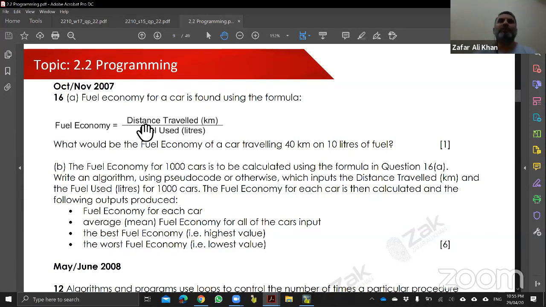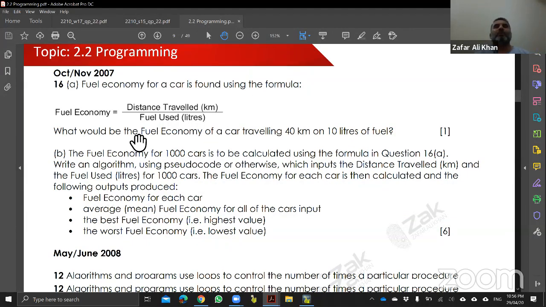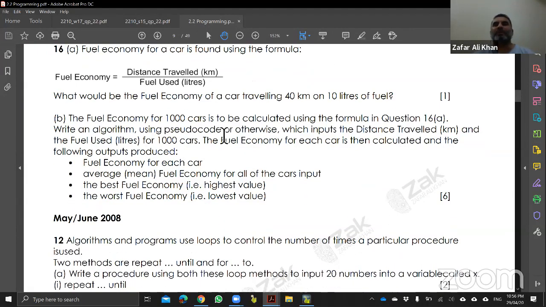So fuel economy is equal to distance traveled in kilometers and fuel used in liters. And when we divide distance traveled by fuel used, we will find the fuel economy. What would be the fuel economy of a car traveling 40 kilometers on 10 liters of fuel? So it means that it is 4. Now, the question says the fuel economy of 1000 cars is to be calculated using the formula in question 16a.